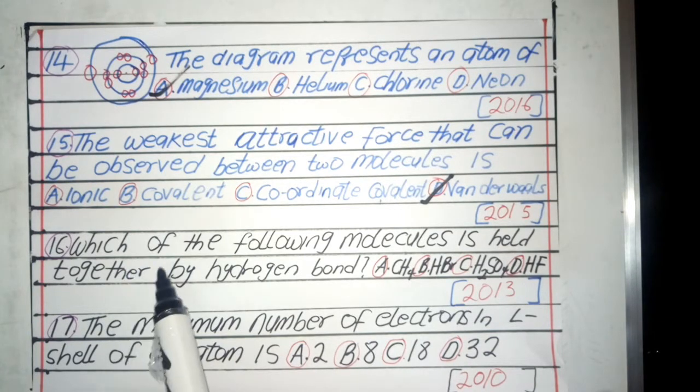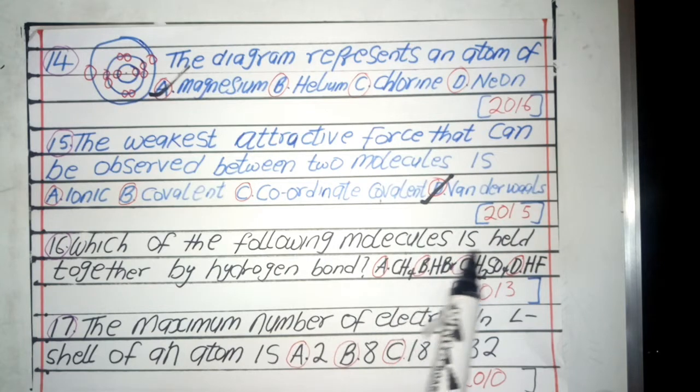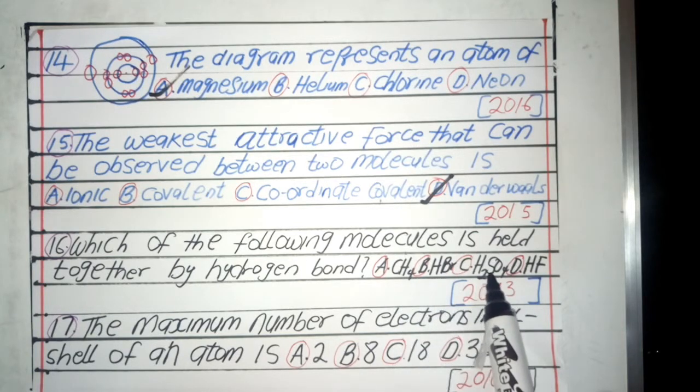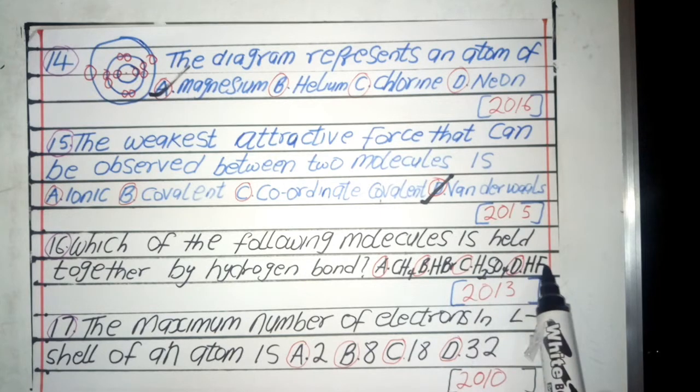Then, which of the following molecules is held together by a hydrogen bond? We have CH4, which is methane, hydrogen bromide, and hydrogen fluoride.